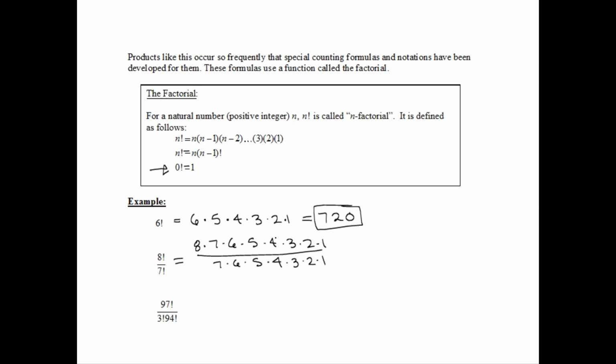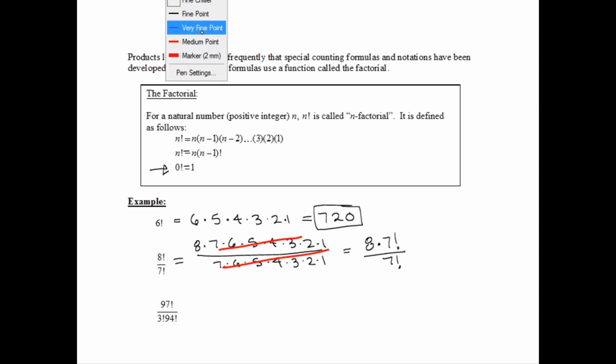Notice that 7 factorial, 7, 6, 5, 4, 3, 2, 1, appears as a factor of both the numerator and the denominator. Same over same is 1, remember, so these can be canceled out, as long as you remember that canceling means same over same is 1. You want to be careful using that word. You should also notice that we could have written this as 8 times 7 factorial divided by 7 factorial, and then once again we can use the principle that any number divided by itself is 1, and so we end up with 8.